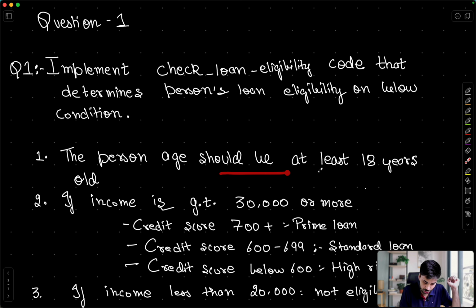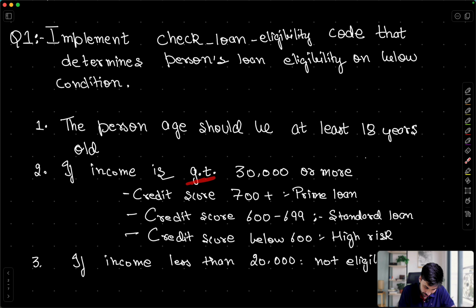A person's age should be at least 18 years old. Of course, that makes sense. If the person is 18 or older, only then will the bank give the loan. If the income is 30,000 or more, we go forward and check the credit score. If the credit score is greater than 700, then prime loan. If between 600 and 699, standard loan, and below 600, high risk. And if income is less than 20,000, then it is not eligible.